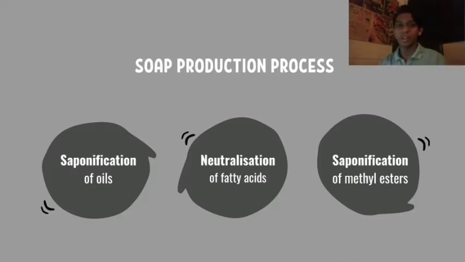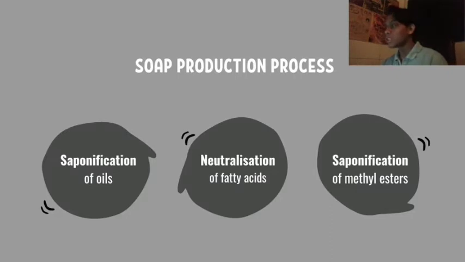What's the difference between these three processes? Okay, the first one is saponification of oils. Saponification basically is a chemical reaction provoked by mixing a fat or oil with a strong base. This reaction creates two elements, which are glycerin and soap.